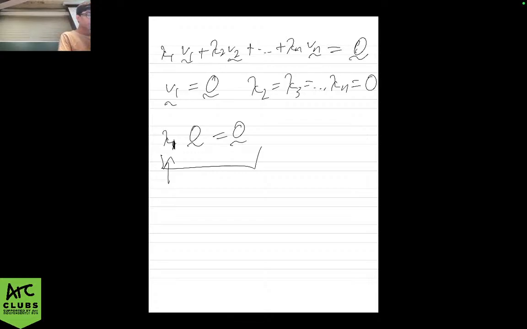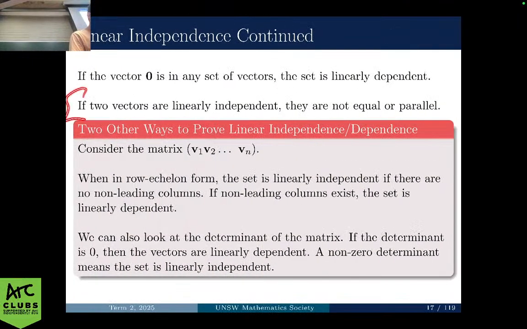I suppose another thing that they wrote here as well is that if two vectors are linearly independent, then they're not equal or parallel. Because remember, if something's equal or parallel, then I would say that it is a linear combination of the others. So if v2 is parallel to v1, then v2 must be some scalar multiple of v1. Or similarly, if v2 is equal to v1, then the scalar multiple is just 1 times v1. So if they're linearly independent, then they can't be equal or parallel.